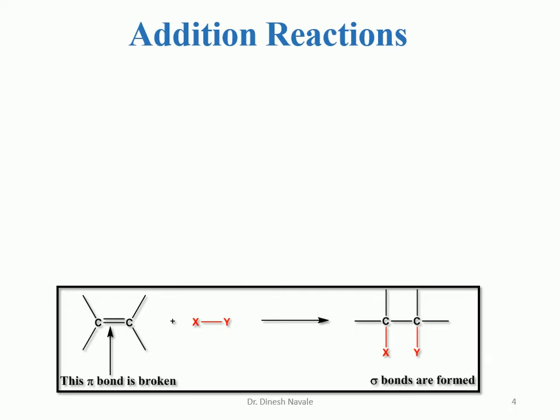So what is the addition reaction? In this example we can easily see that this is an olefin compound having a pi bond, and we add some XY molecule as a reagent across the carbon-carbon double bond. So this XY has been added across the carbon-carbon double bond, and that's why it is an addition reaction, in which the pi bond is broken and two sigma bonds are formed. This is the characteristic of the addition reaction.